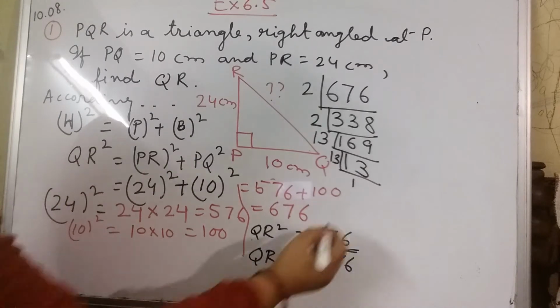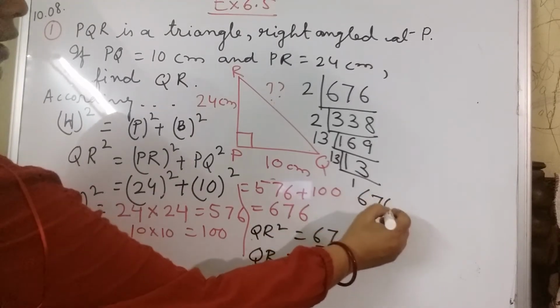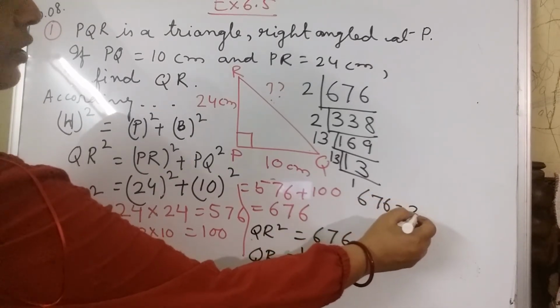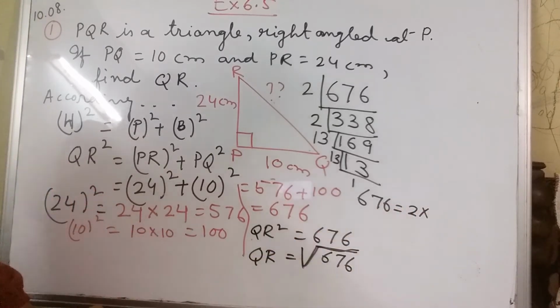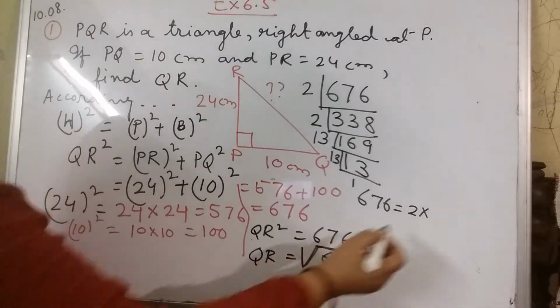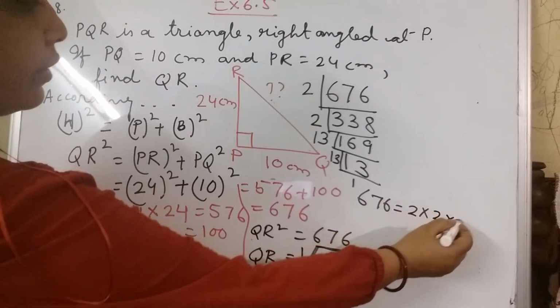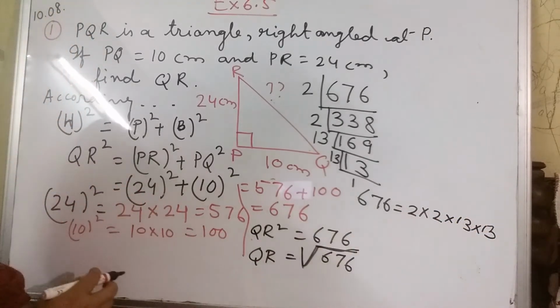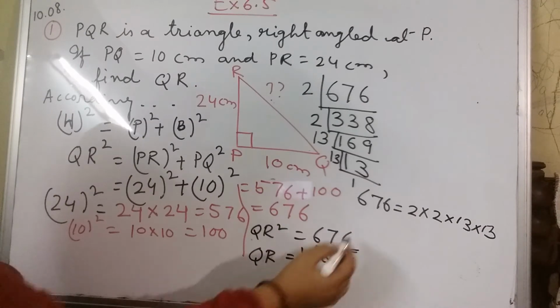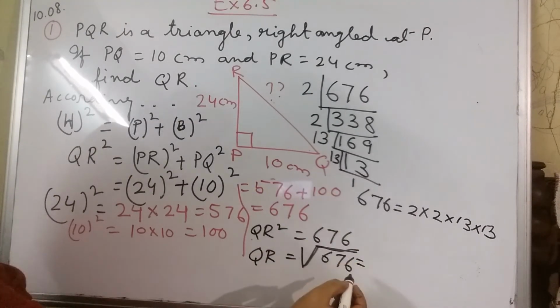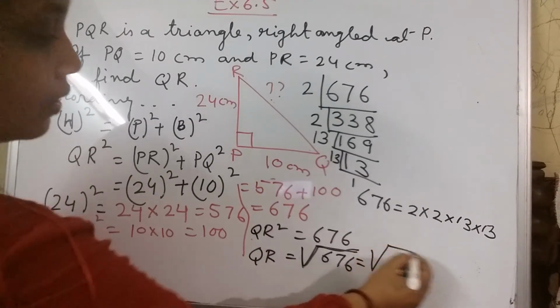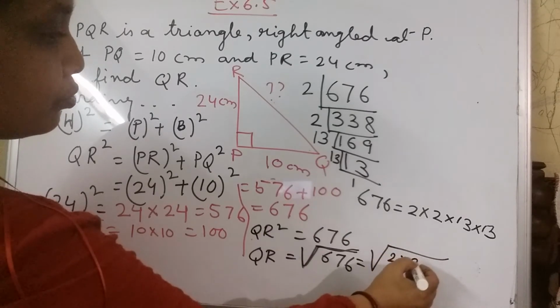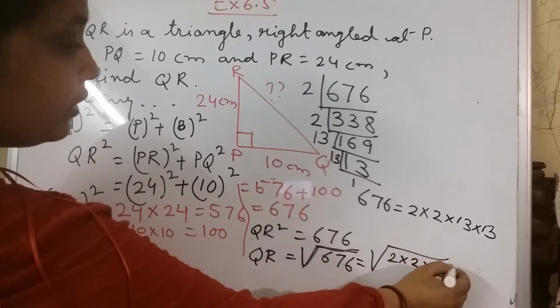Okay, so 676 we can write the way we write when we find out LCM or HCF. It is 2 into 2 into 13 into 13. So this you can write as 2 into 2 into 13 into 13.